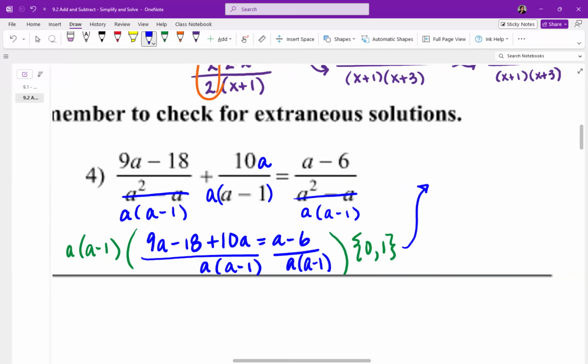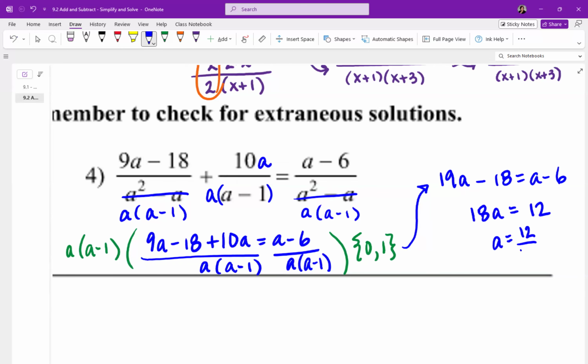Of course, you can write this in more steps or whatever, but I'd like to be able to follow through your work. I get 19a minus 18 equals a minus 6. And when I solve for a, I get 18a equals 12. So a equals 12 over 18. Okay. 12 over 18 is not 0 and it's not 1. So this is a valid solution.